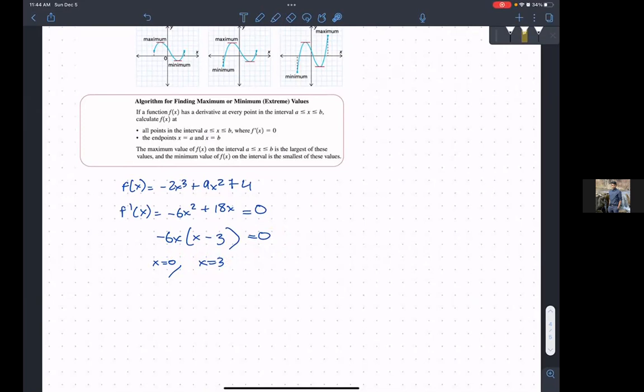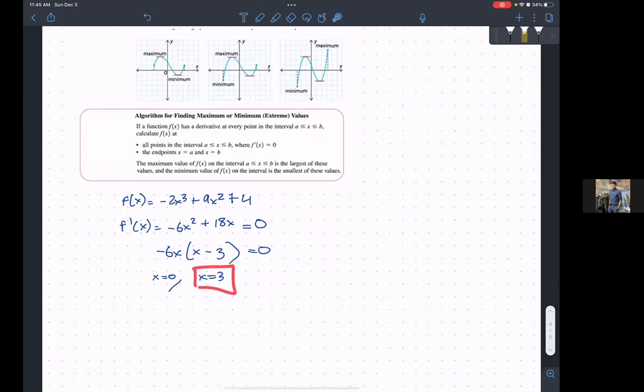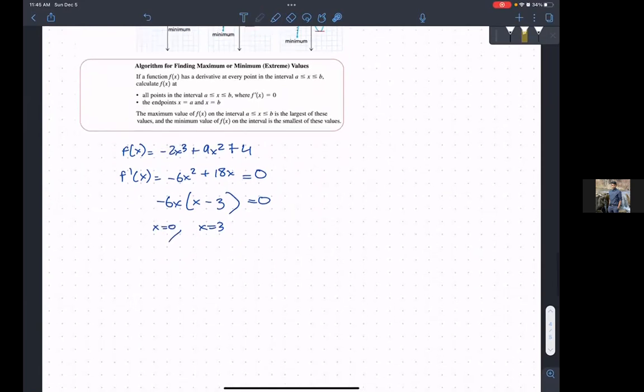Now all I have to do is sub in these points into this equation to figure out what that max or min value is, because this is telling you where that maximum and minimum occurs, like the x value, right? But you need to plug it in to see what that maximum or minimum value actually is. So I'm going to sub in zero into my original function, plus four, so it should equal four, right?